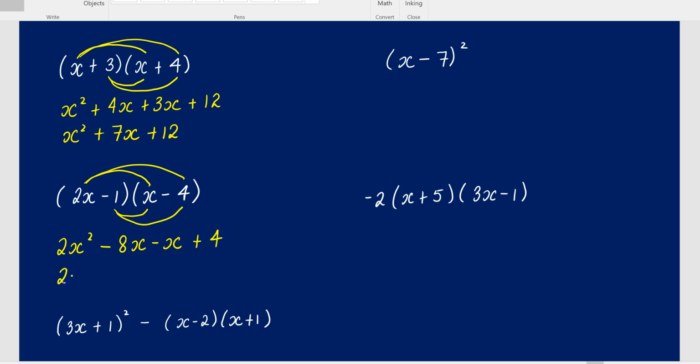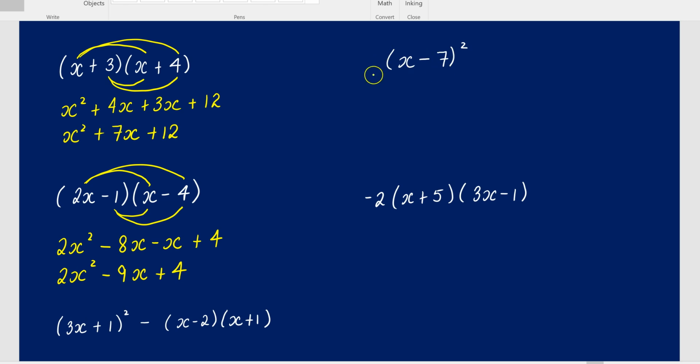Gather our like terms. There's no other x squareds apart from that one. Let's have a look at this. Minus 8x, take another 1x. So that's minus 8, take 1, I give you 8. I give you another 1. That is minus, giving you 9 altogether, minus 9x plus 4. Done.